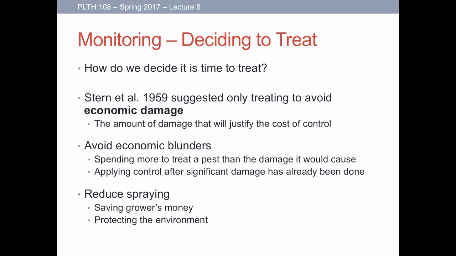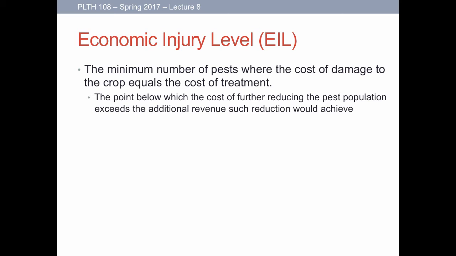So what following IPM scientists did after this was they did some thinking on economic damage, and they said, well, how can we actually quantify economic damage in a way that's useful to growers? And what they came up with was the economic injury level, or the EIL. And the economic injury level is in many ways the crux of IPM. It is right at the heart of the entire field.